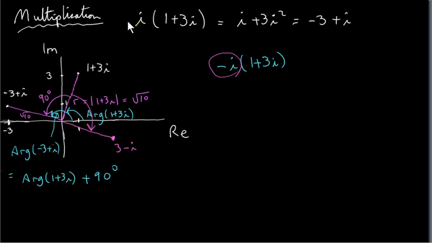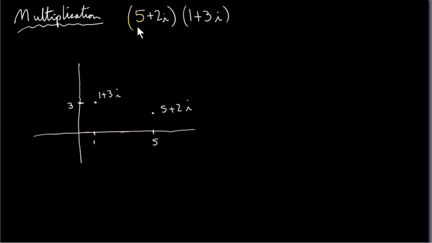Of course, if I'd multiplied by 2i, then we would not only rotate our complex number by 90 degrees about the origin, but we'd also multiply its length by 2. Now let's consider the multiplication of the complex numbers 5 plus 2i by 1 plus 3i.